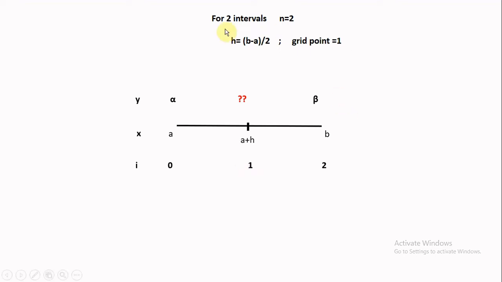And over here, since we are dividing this region into two intervals, the step size over here will be given by (b minus a) by 2. And for two intervals, there will be just one grid point. This we can see over here.